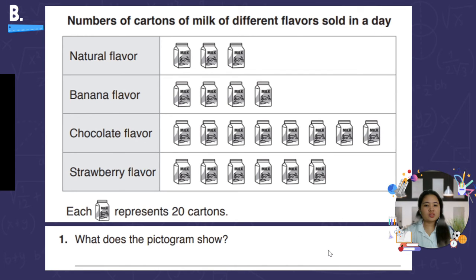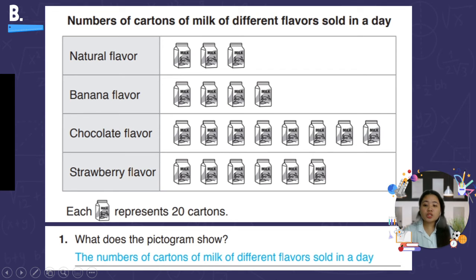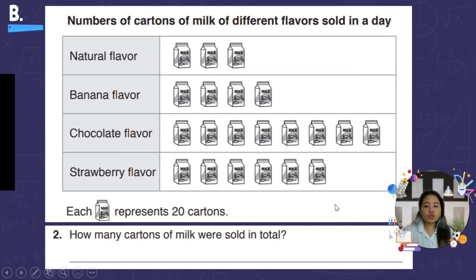Okay, so you have to write the numbers of cartons of milk of different flavors sold in a day. So if the question is what does the pictogram show, that is the title. The numbers of cartons of milk of different flavors sold in a day. Okay, good job.